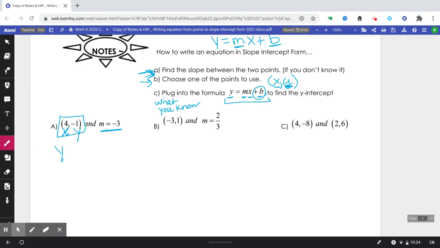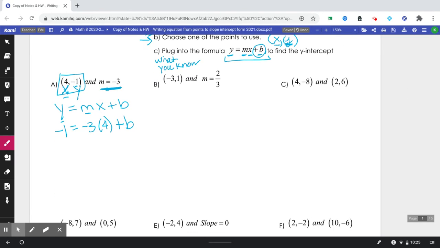So I'm going to write my formula so I know exactly where I'm going to plug things in. Do I know a y value? Yes, it's -1. Do I know my slope? Yes, it's -3. Do I know an x value? Yes, 4. Do I know what b is? No. So I'm just going to write plus b. Now I'm going to solve this equation to figure out what b is.